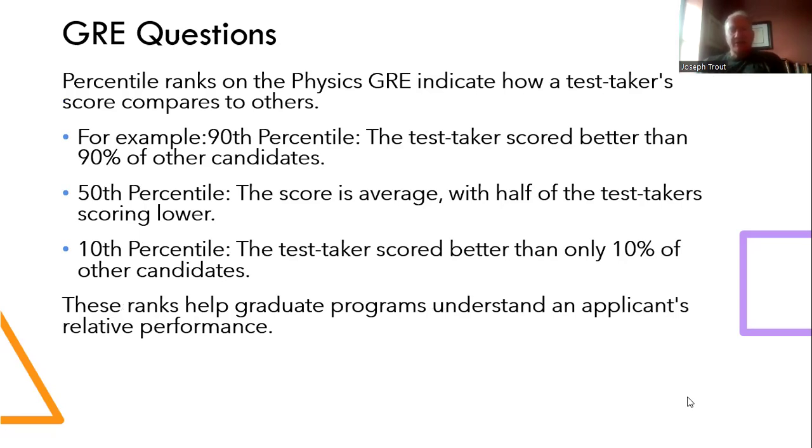The percentile ranks on the physics GRE indicate how a test taker's score compares to others. For example, at the 90th percentile, the test taker scored better than 90% of the other candidates. At the 50th percentile, the score is average, with half of the test takers being lower. At the 10th percentile, the test taker scored better than 10% of the other candidates. These ranks help graduate programs understand an applicant's relative performance compared to everyone else in the applicant pool.